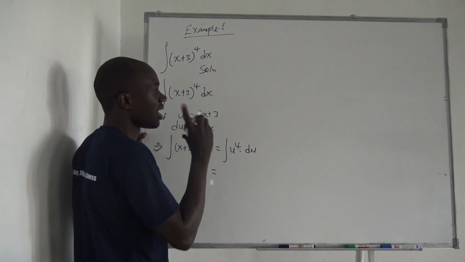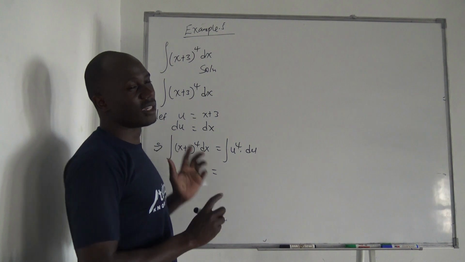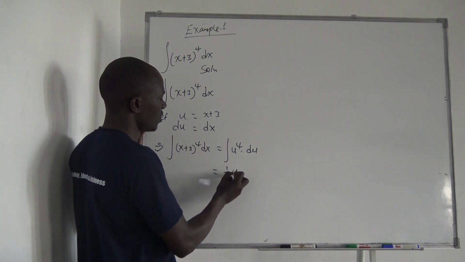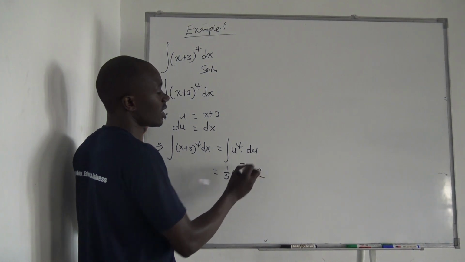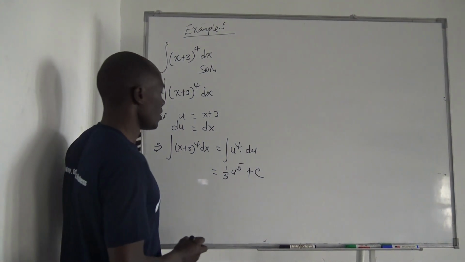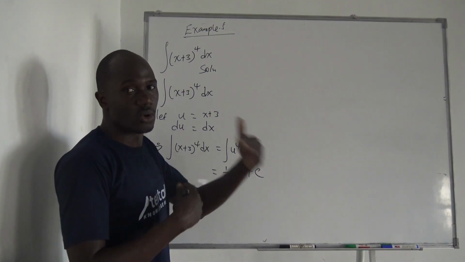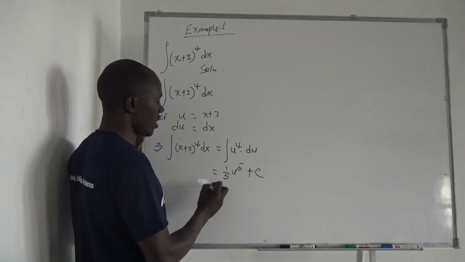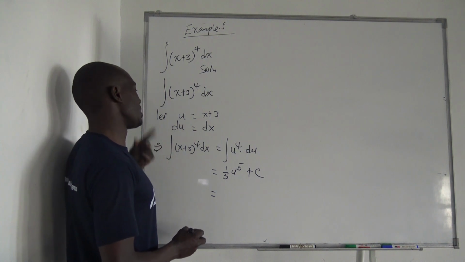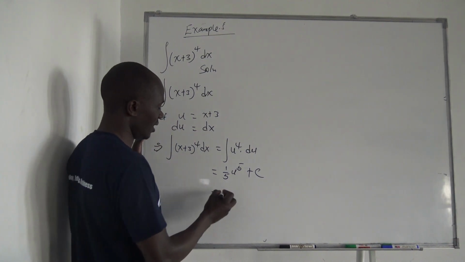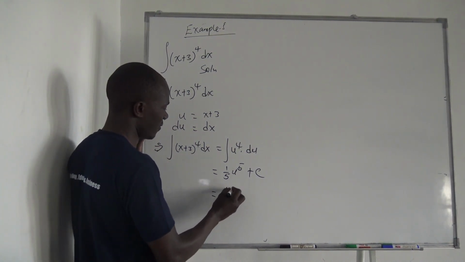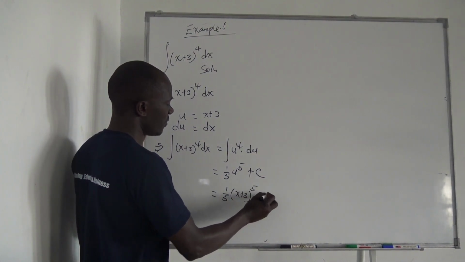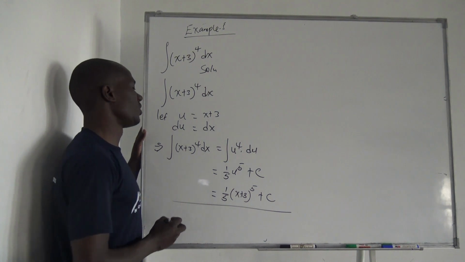What do you do? Add 1 to the power, divided by the new power. What does it become? 1 over 5 u^5 plus a constant of integration. Constant of integration means the recurring, it goes on. Of course, you don't know where you have started from. So do we know our u? Go back. What is our u? Our u is already x + 3. So we say 1 over 5 into (x + 3)^5 plus the constant of integration.